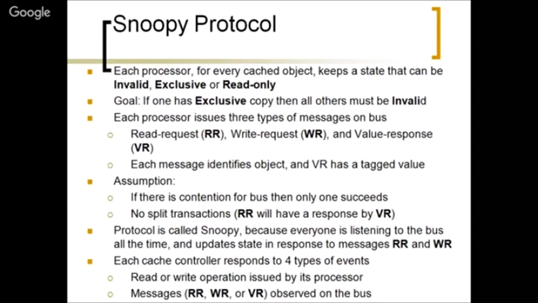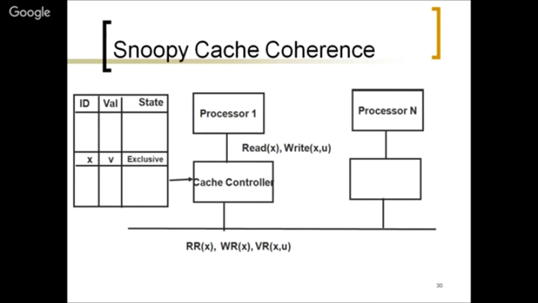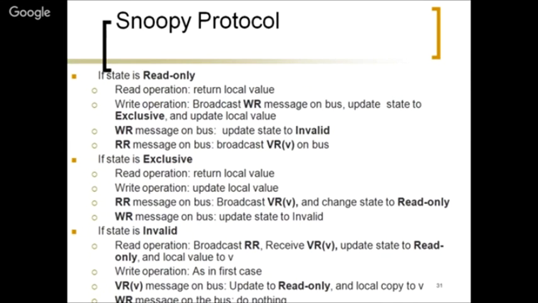The protocol is called Snoopy because everyone is listening to the bus. All the time, all the processors are connected to the bus, and they have to update their data and state accordingly in response to the read and write messages. So each cache controller responds to four types of events: a read or a write, or a response to these messages: the read request, the write request, or the value response. Now we'll see how coherence is achieved with this, in the protocol details.